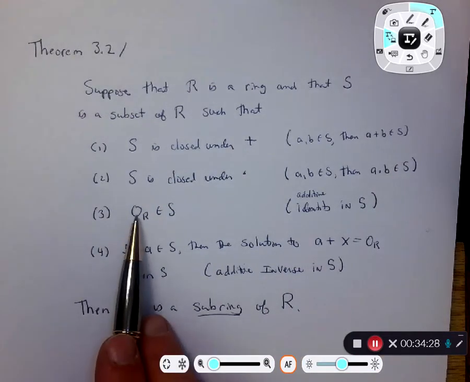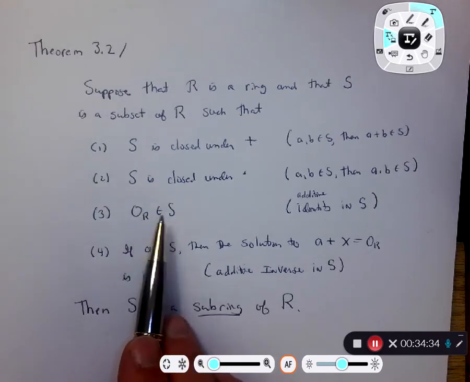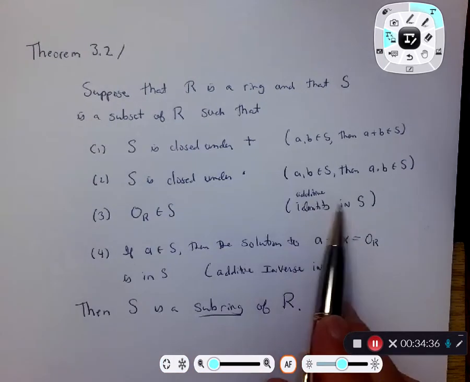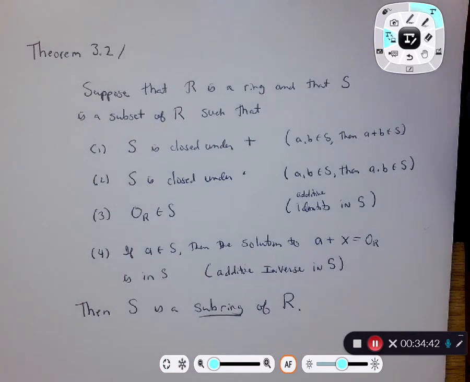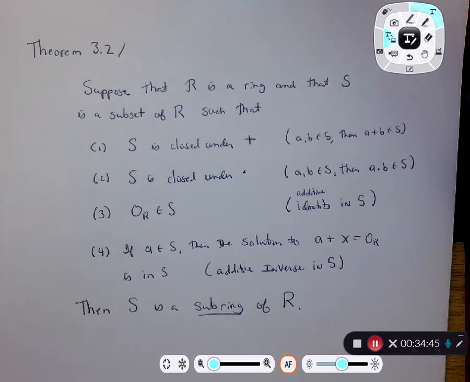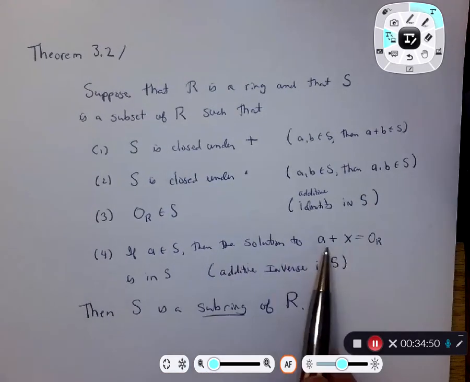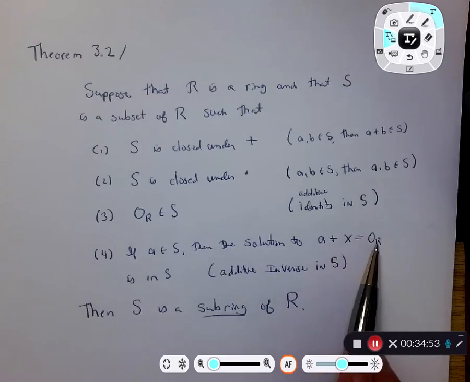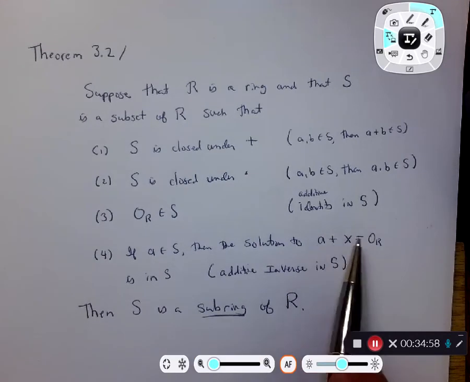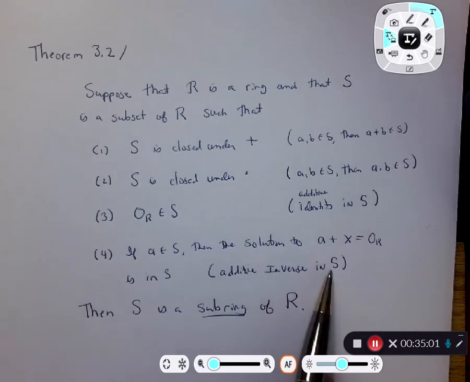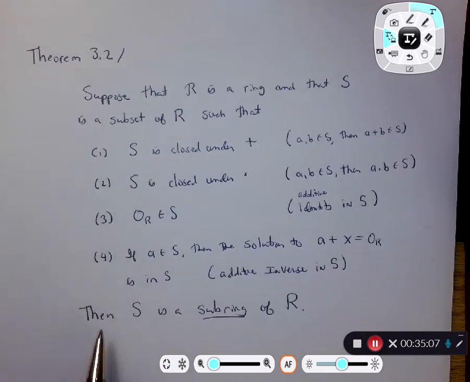Number 3, the 0 element in R. Now, R is a ring, so it has a 0 element. That same 0 element has to be an element of S. That additive identity has to be inside of S, and it's the same additive identity from ring R. And then you've got one more property, number 4. If A is an element of S, then the solution to the equation A plus X equals 0 in R is going to be inside of S. That additive inverse, what I need to add to A to get back to that 0 element, must also be inside of S. So you've got 4 properties. Then S is a subring of R.